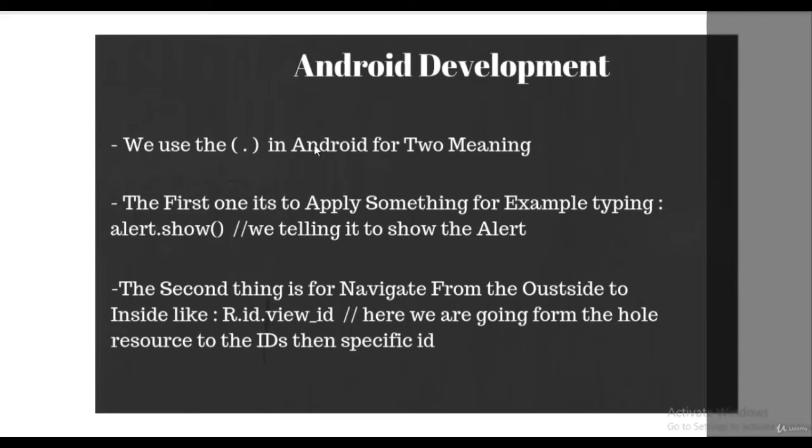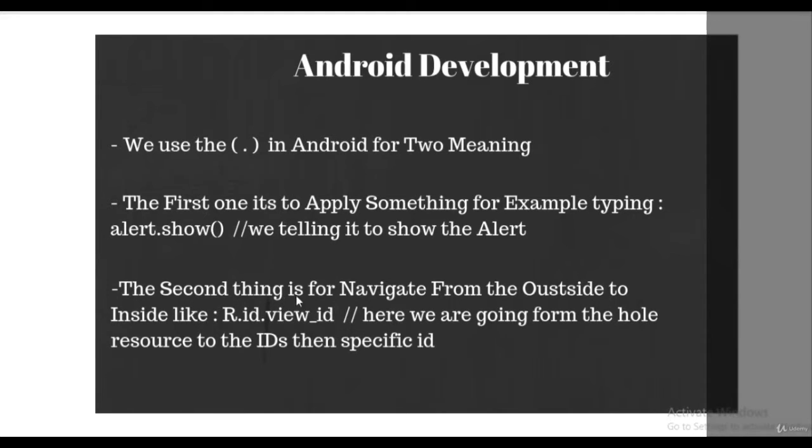We use the dot in Android for two meanings. The first one is to apply something on something. For example, if we type alert.show, we are telling it to show the alert. By using .show, that means apply the show function on the alert. The second one is for navigating between things, from outside to inside.